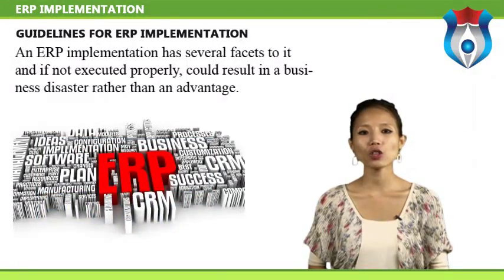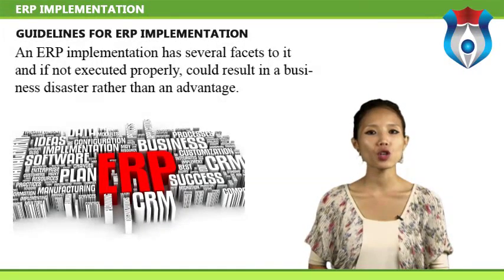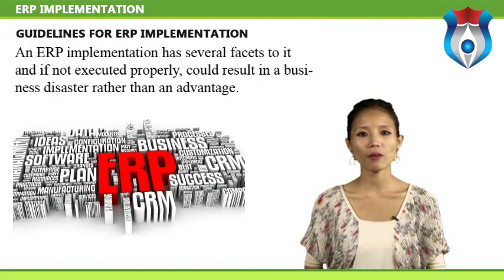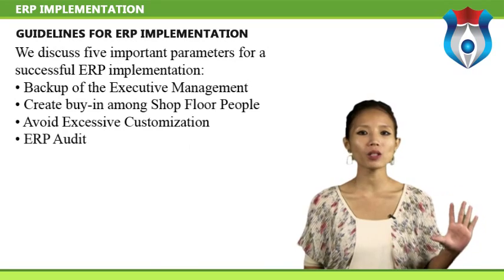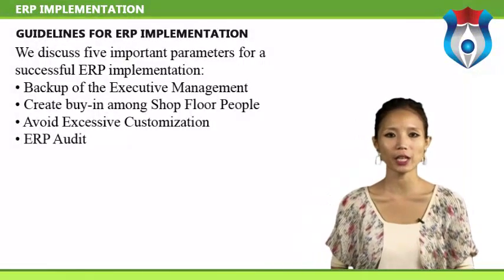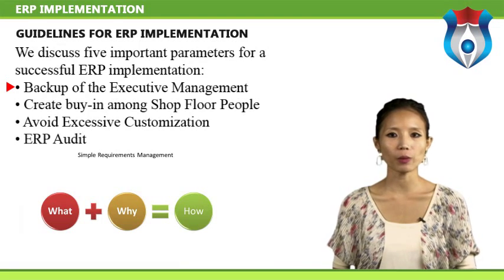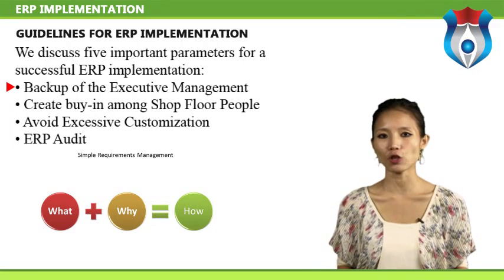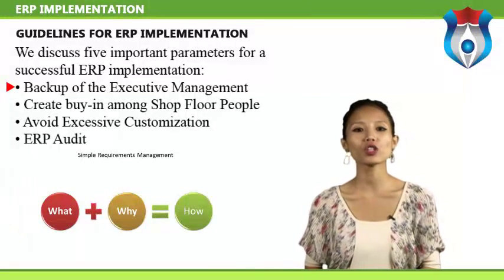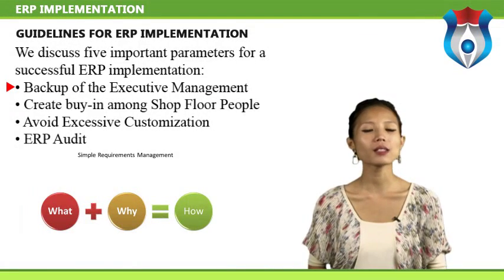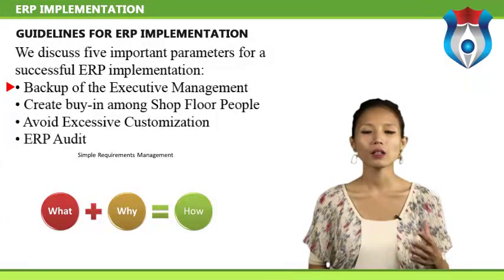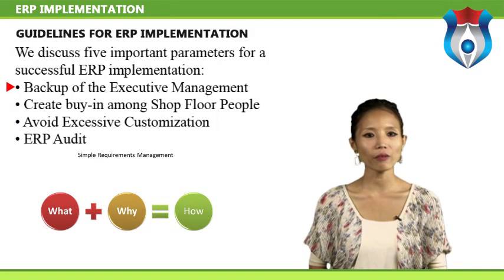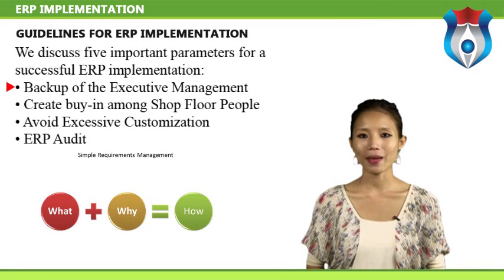An ERP implementation has several facets to it, and if not executed properly, could result in a business disaster rather than an advantage. We discuss five important parameters for a successful ERP implementation. Backup of the executive management. The executive management should always be closely associated with an ERP implementation. Having a top-down approach will ensure successful ERP implementation. This is because the top management can understand the company's ability to adopt the changes and will push for the application until the last level, guaranteeing a fast implementation.